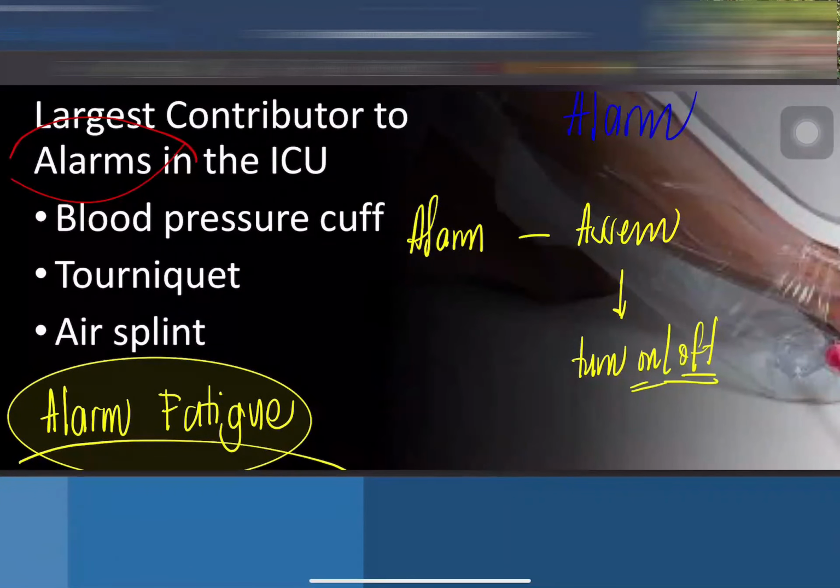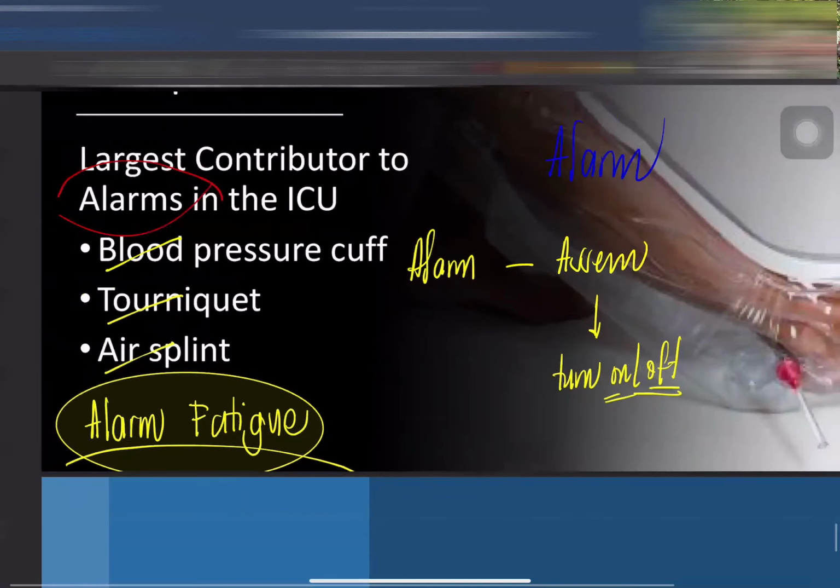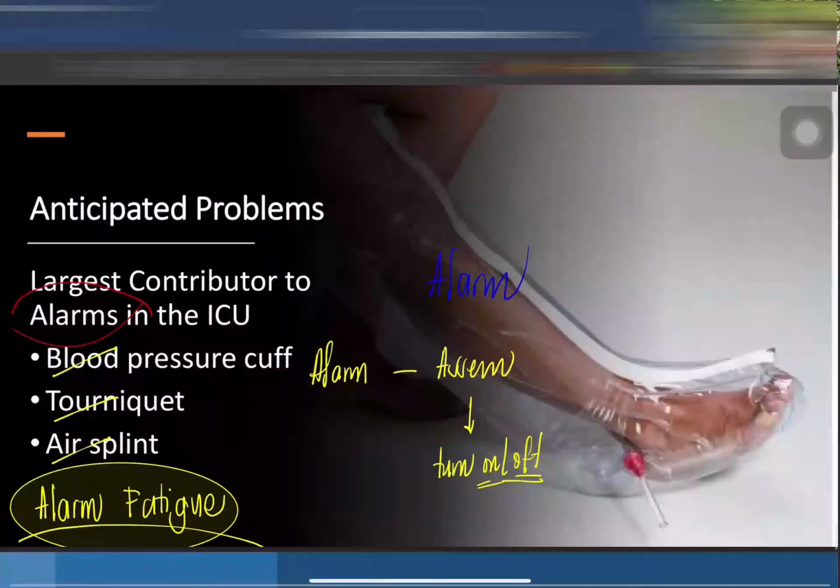So, what do we do? Or by the way, what's the common cause of these alarms? The blood pressure cuff, then the tourniquet, and then the air splints also. They are the common equipment that would alarm. What is an air splint? It's the one in the background picture there.